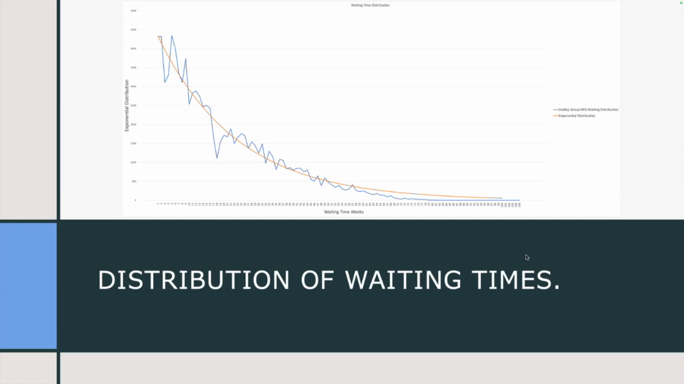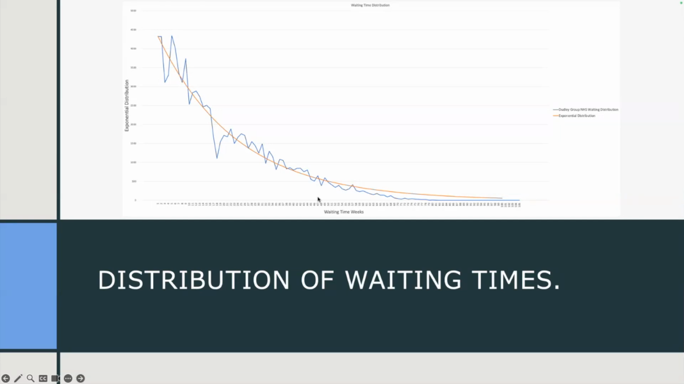Just to show you an example, this is from the huddle I gave late last year. This was the distribution of waiting times in Dudley NHS group. You can see this is a distribution of waiting times from the available NHS data, and then here's a fit to an exponential distribution. You can see it fits pretty closely. If you look across the whole of the country, pretty much every hospital you come across is going to have this sort of exponential fit to waiting times.